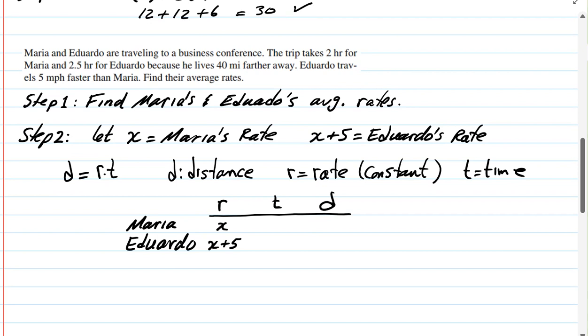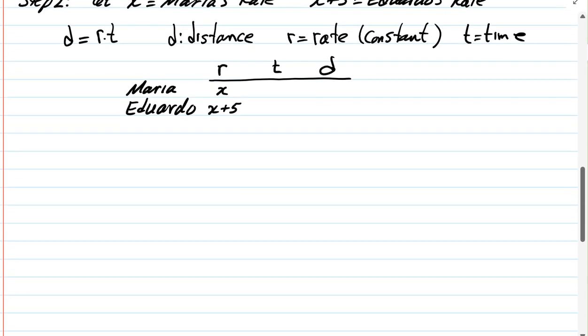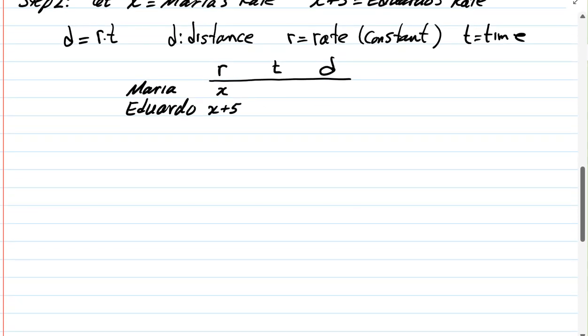Now we were told that the trip takes 2 hours for Maria, 2.5 hours for Eduardo. So that's the given part, right? Maybe I put here, given: T for Maria is 2 hours, and T for Eduardo is 2.5 hours. That's part of the given information. So I'm going to transfer that into our table, 2 and 2.5. Okay, and now the distance.